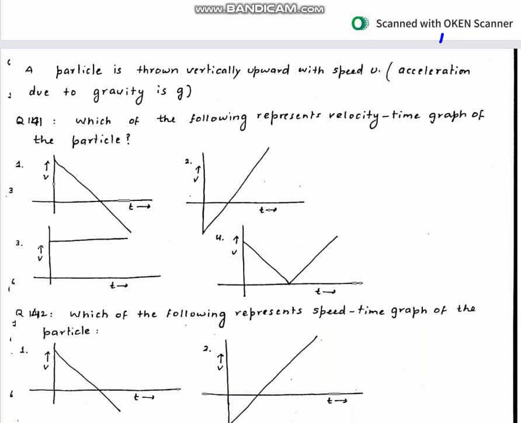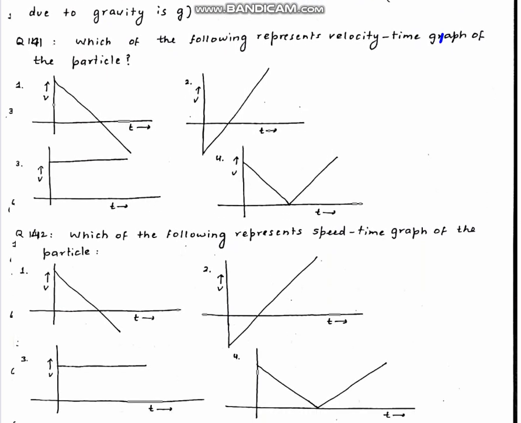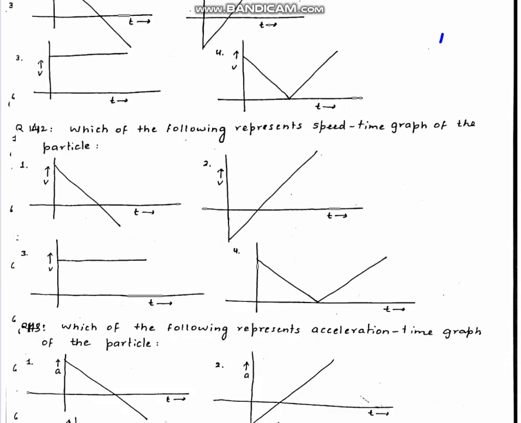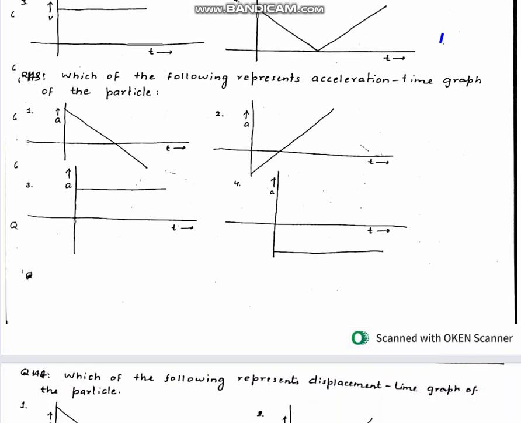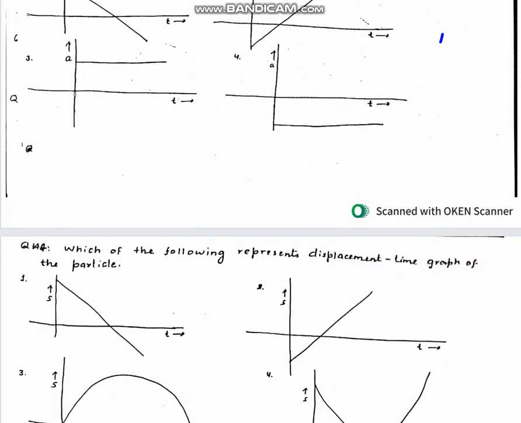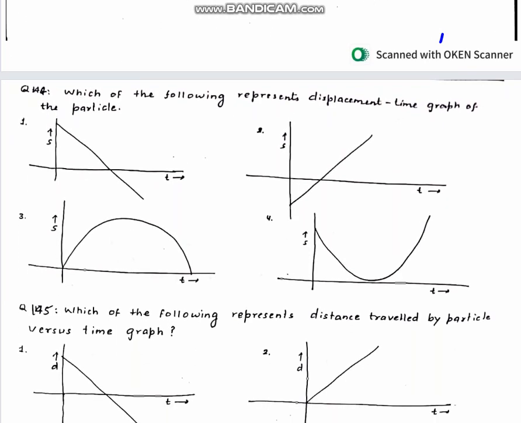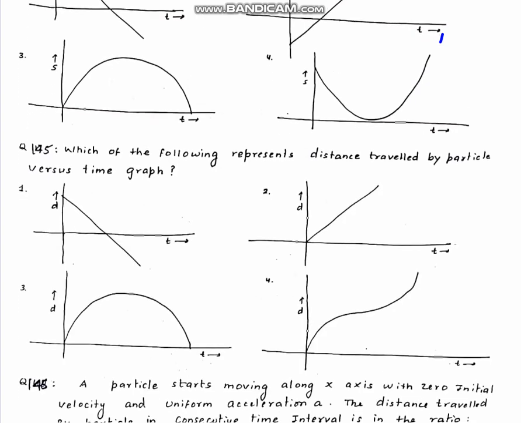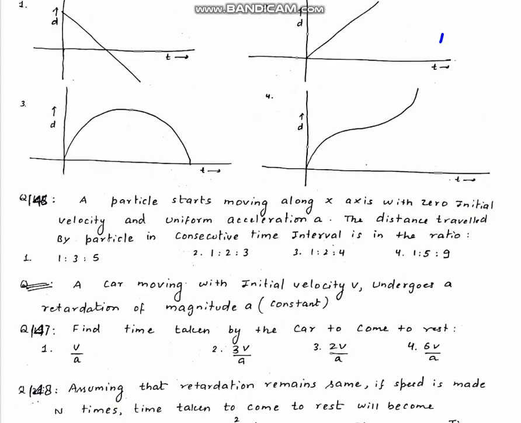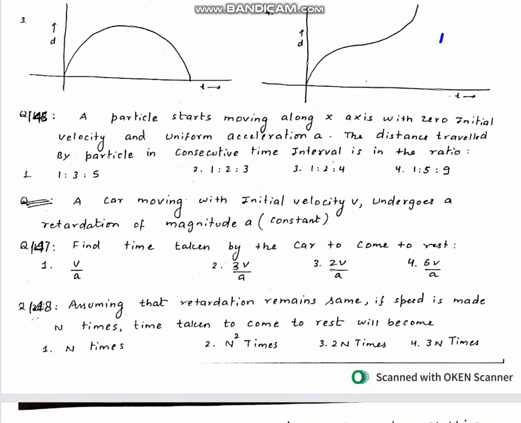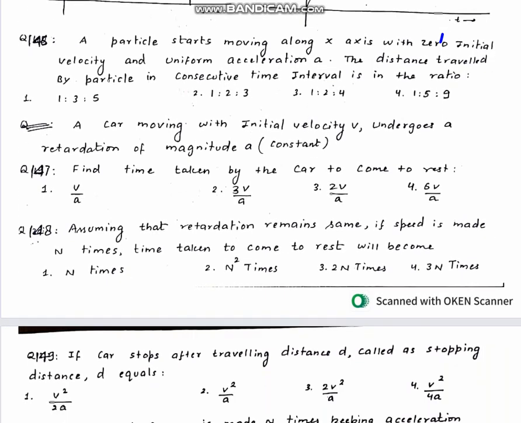Then we have a graphical question on motion under gravity. We need to find the velocity time graph, then speed time graph, then acceleration time graph. Then we have a displacement time graph. Then we have a position time graph, distance time graph. Then there is a numerical based on that. Then there is a numerical based on the first equation of motion.